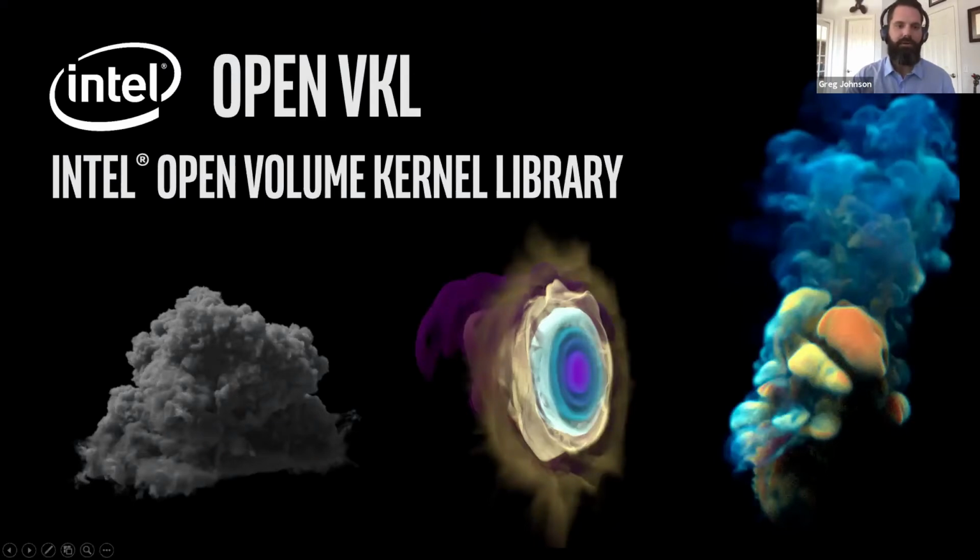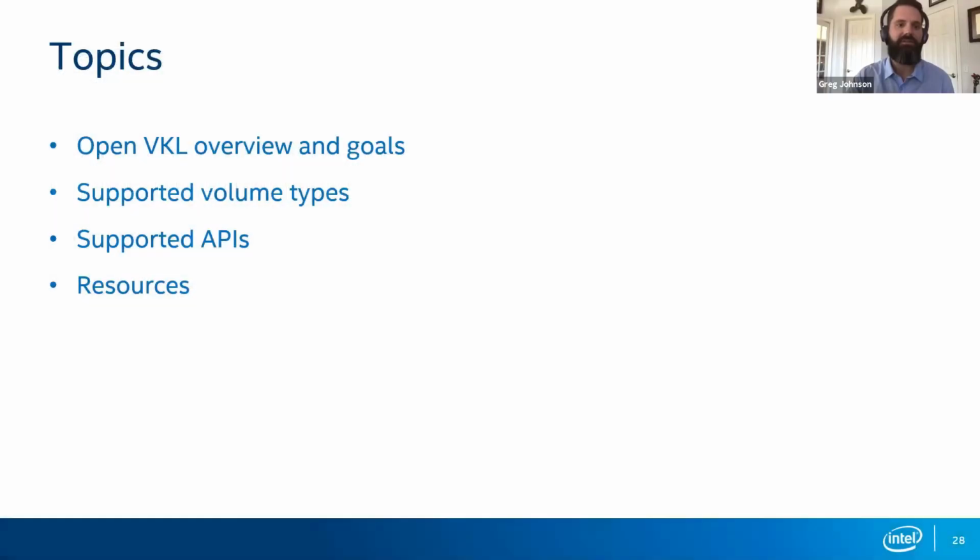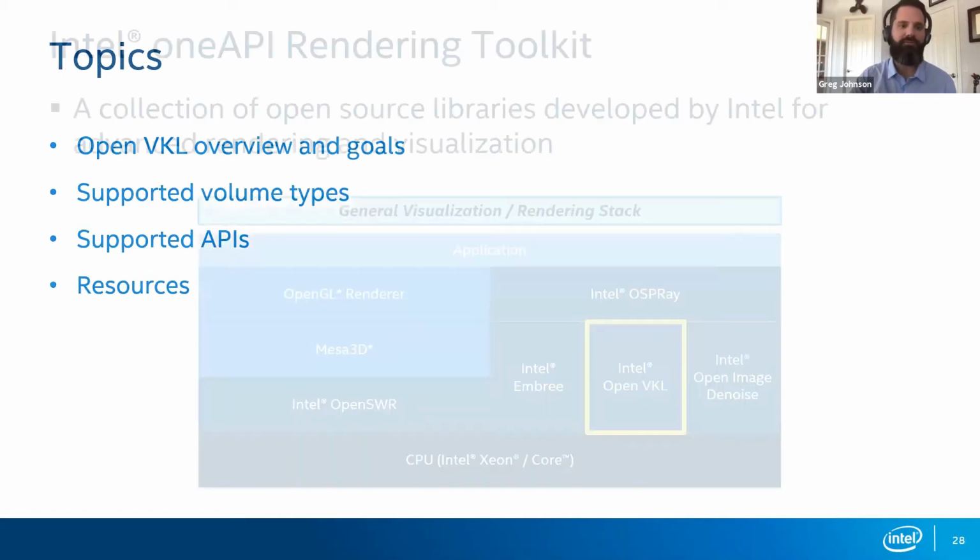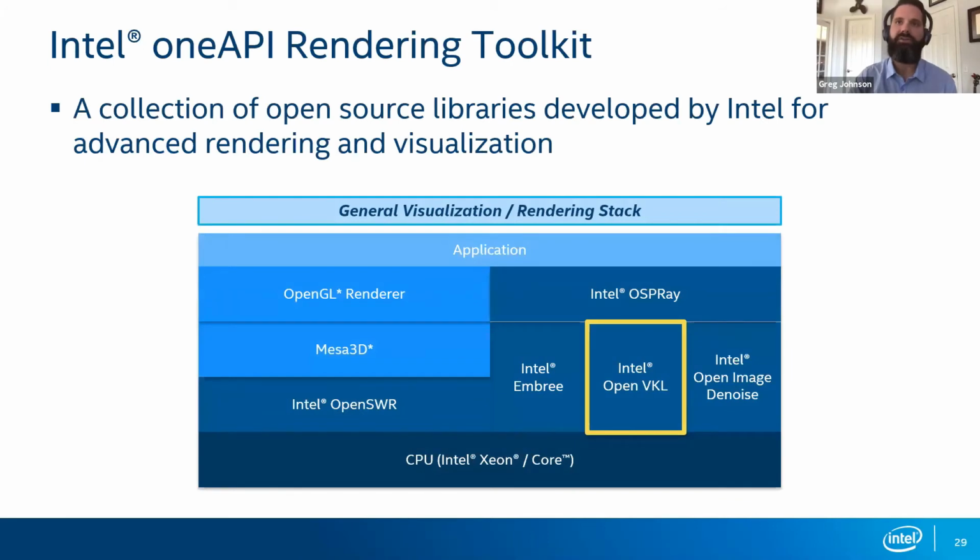Okay, I am Greg Johnson. I will be presenting Intel Open Volume Kernel Library, or OpenVKL. So this is the newest component of Rendering Toolkit. Today I'll give a brief overview of OpenVKL, including describing its design goals. I'll talk in some detail about its supported volume types, as well as the APIs supported on those volume types, and then wrap up with resources where you could find additional information.